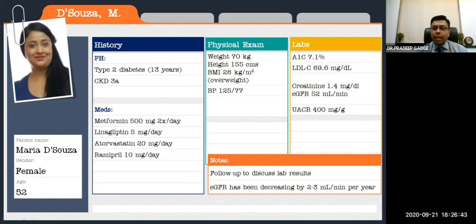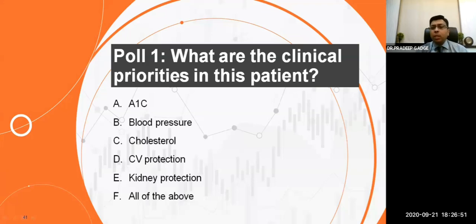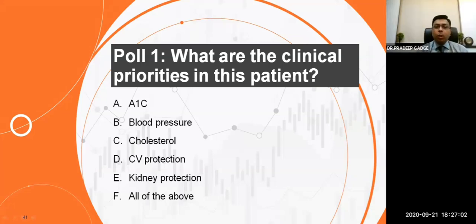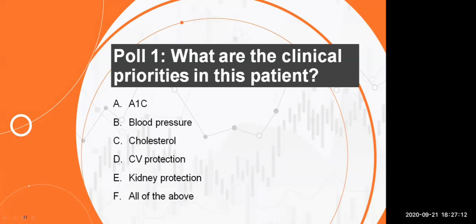Now let's go back to the case. What are the clinical priorities in this patient? Can we take the poll? Is it possible, Abhishek? Yes, sir, it is possible. What do you feel in this particular clinical scenario are the priorities in this patient? Please vote. The poll is live. Please send in your responses. You can see some options on your screen.